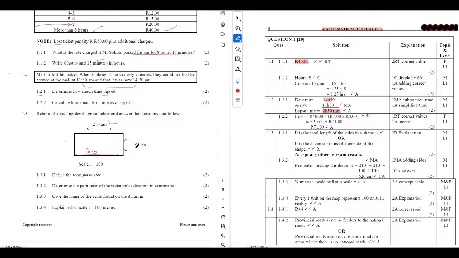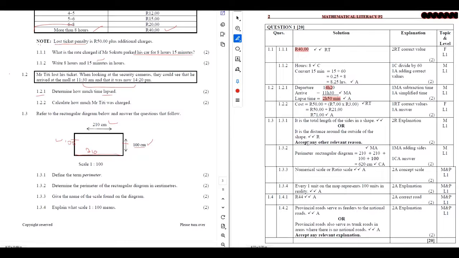So this side, its opposite is equal to this side. Meaning that if we have 100 centimeters here, we also have 100 centimeters here. Okay. And then we are also asked to define the term perimeter. So perimeter is the total distance around the shape.